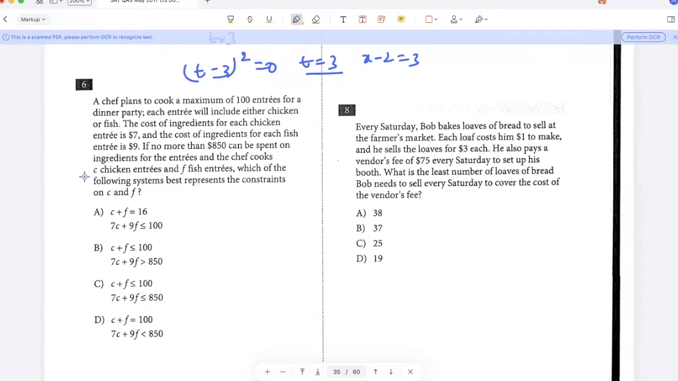Okay, so maximum of 100 entrees and C chicken and F fish. So C plus F should be less than or equal to 100, right? Because the total cannot go beyond 100. And the cost of one chicken entree is 7. So for C, it would be 7C. For one fish, it is 9, so 9F. And this has to be less than or equal to 850 because the expense cannot be more than that. So C plus F should be less than or equal to 100 and 7C plus 9F should be less than or equal to 850.